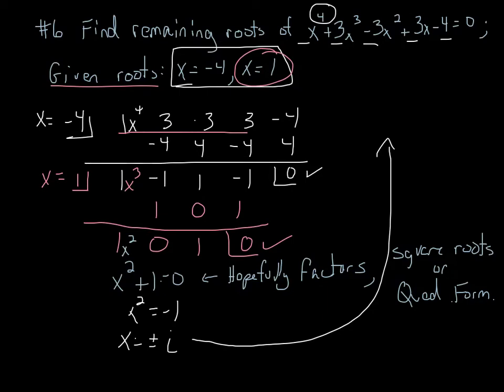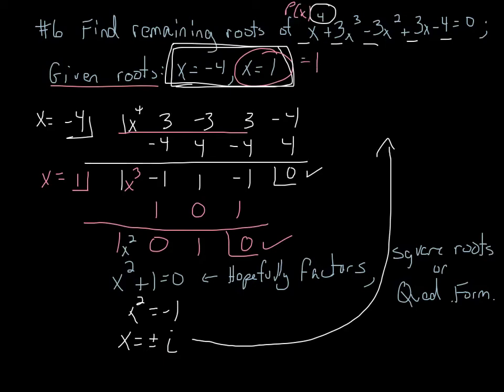That means we have two real roots up here. They're negative 4 and positive 1. And two complex roots, plus or minus i. That means that you could take this polynomial that is not factored, and you could factor it.